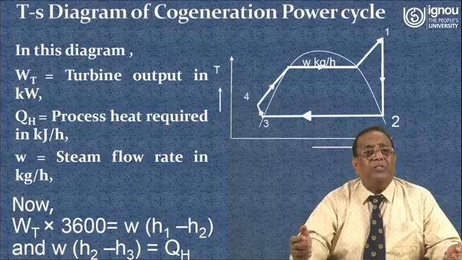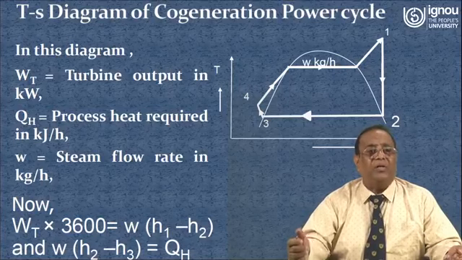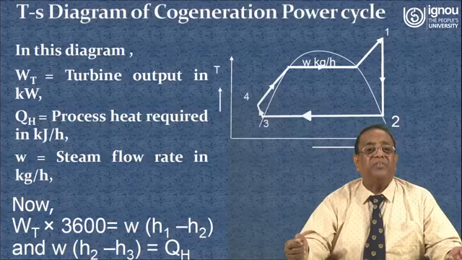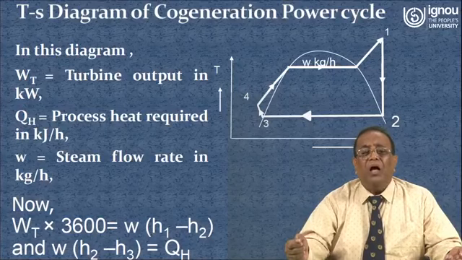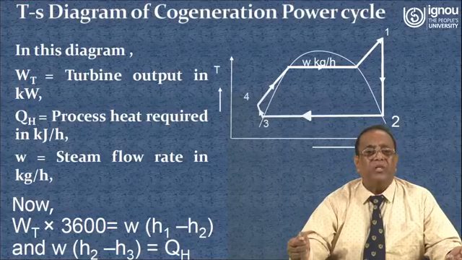Now, WT is the turbine output in kilowatt, that is kilojoule per second, and QH is the process heat required in the process heater, in kilojoule per hour. W is the steam flow rate in kilograms per hour. Now, we can write that WT into 3600 is equal to W into (H1 minus H2).